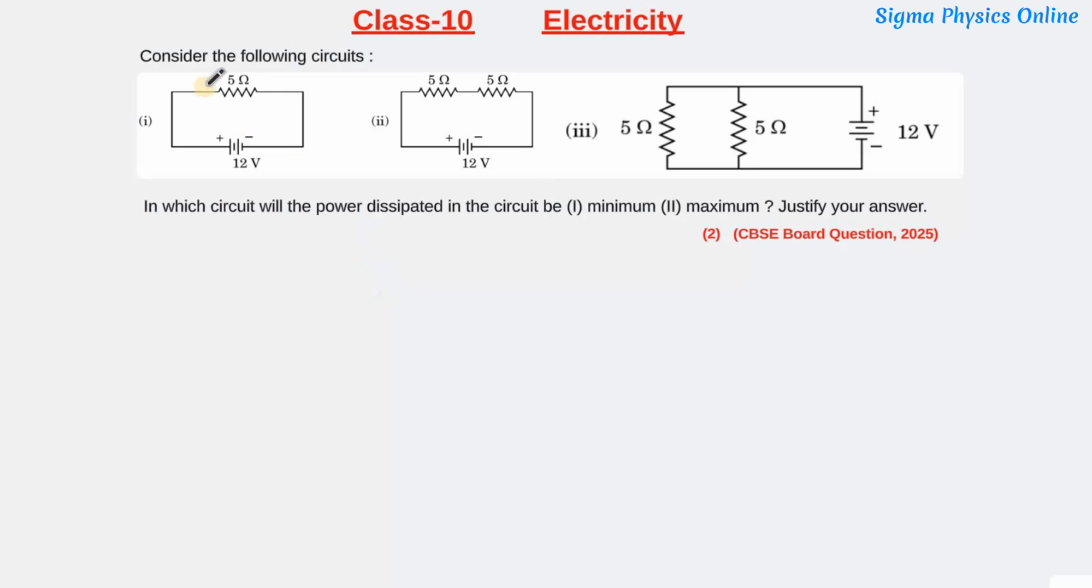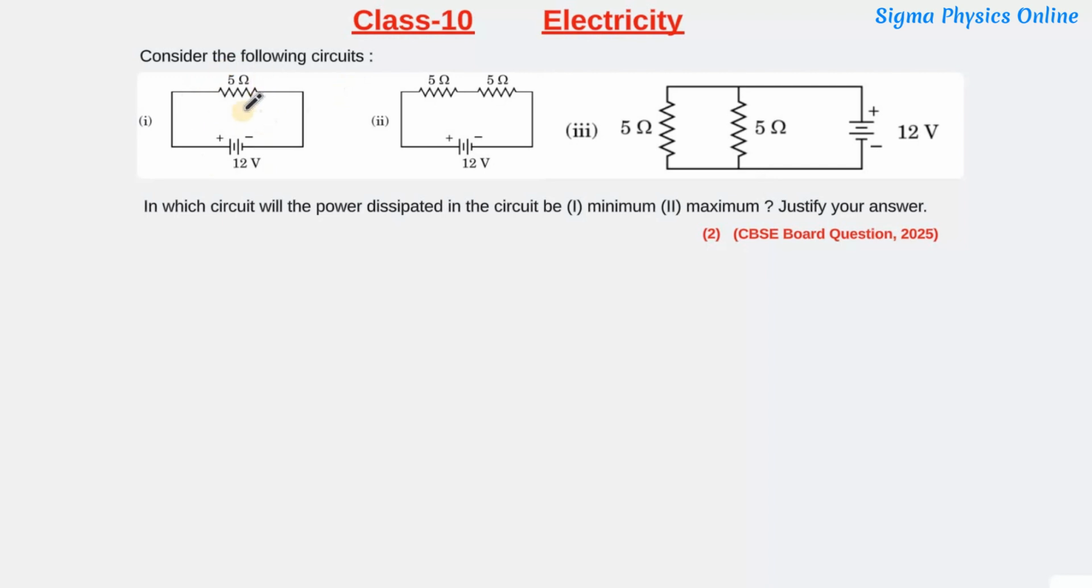This question is of 2 marks and the question is, consider the following circuits. In which of the circuits will the power dissipated be minimum and maximum? We have to justify our answer. So here we have been given 3 circuits in which there are some resistors connected.